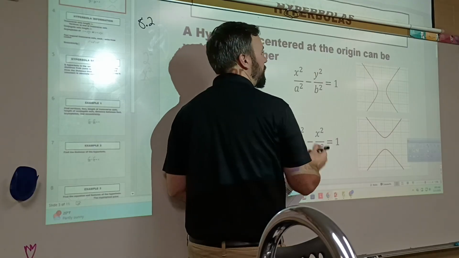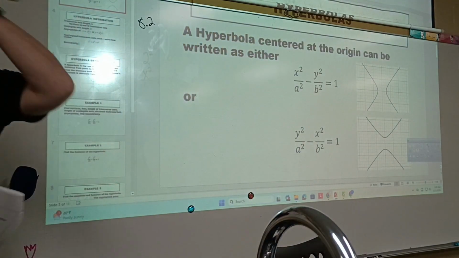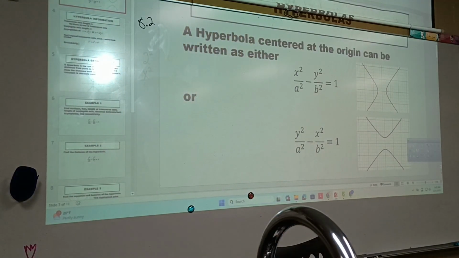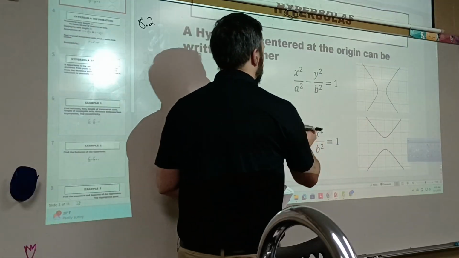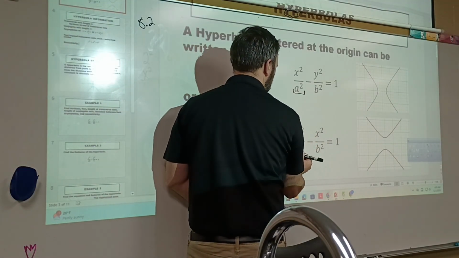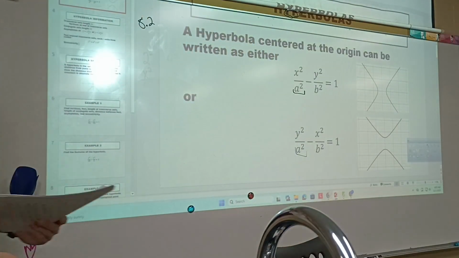Also notice which way they open up. If x comes first, it opens up left and right. And if y is first, it opens up top and bottom. Yeah, there. I'm talking about it right now.